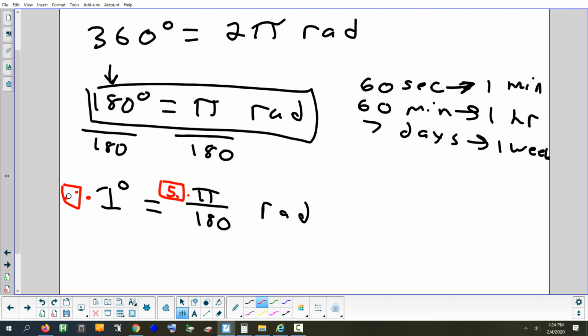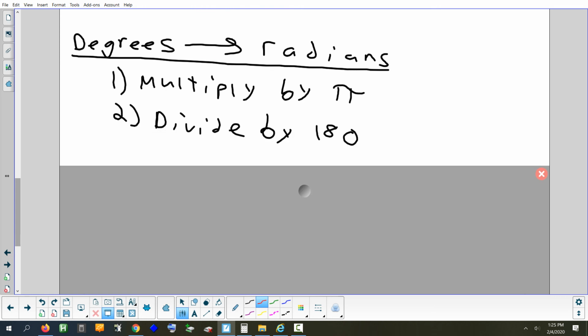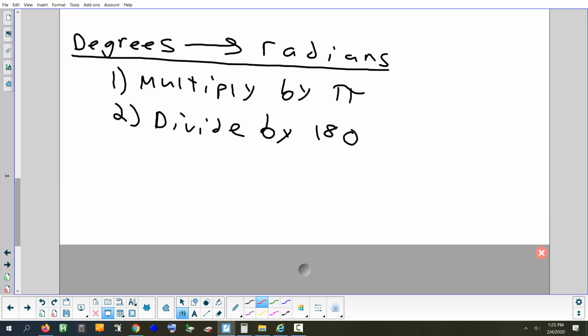It's not important what you put in the box. You can put 2, you can put 5, you can put 8, anything you want. This is what's important. Whatever you're trying to change from degrees to radians, you take that thing and you multiply it by pi and you divide by 180. Doesn't matter what you're trying to convert. You always multiply it by pi and then divide it by 180. So you want to convert 9 degrees to radians? Take 9, multiply it by the number pi, and then divide that by 180. And that's degrees to radians.